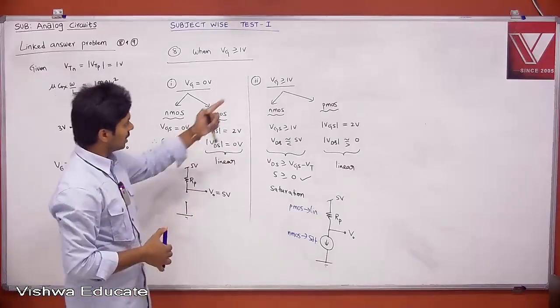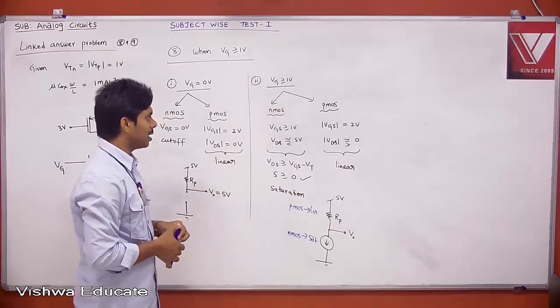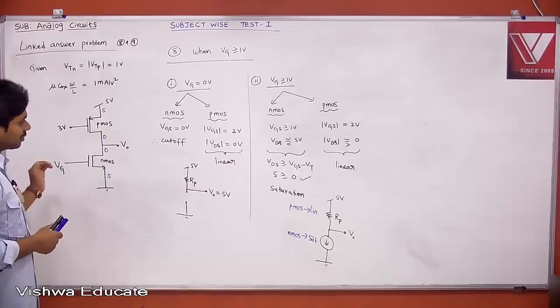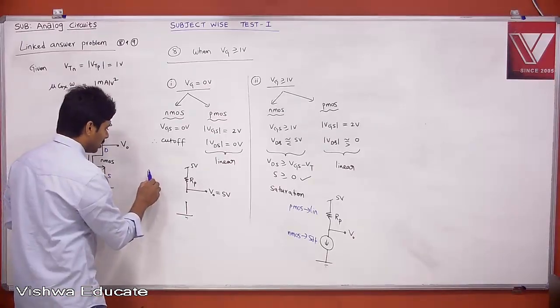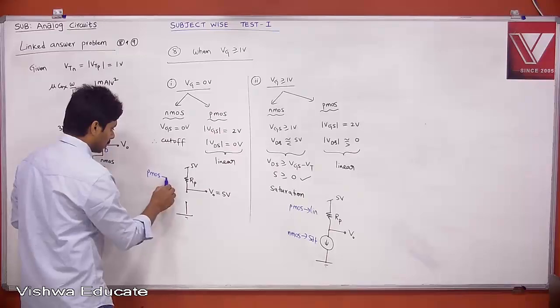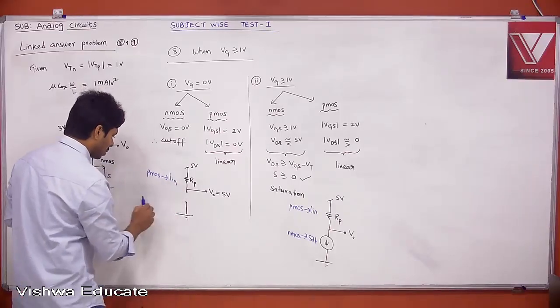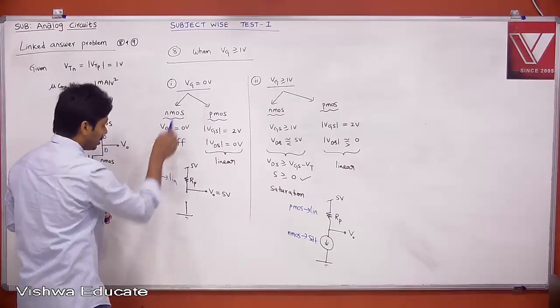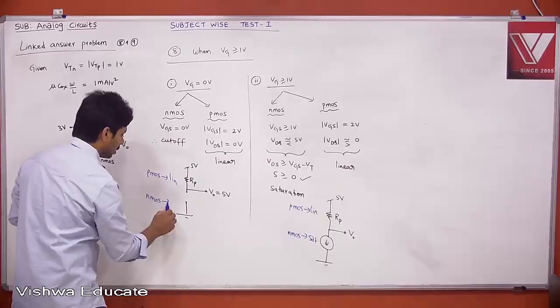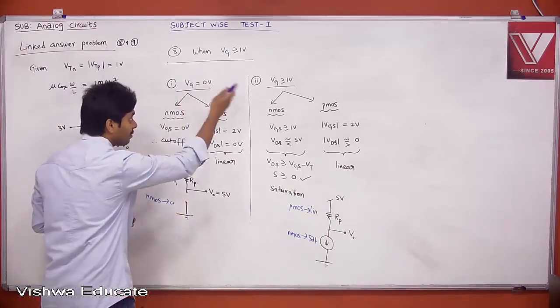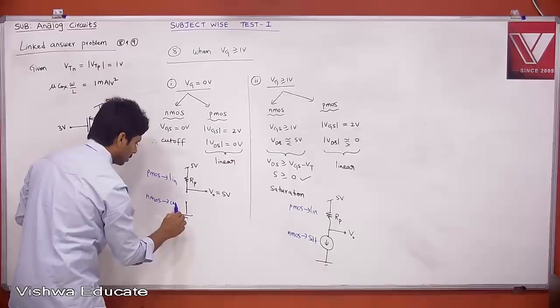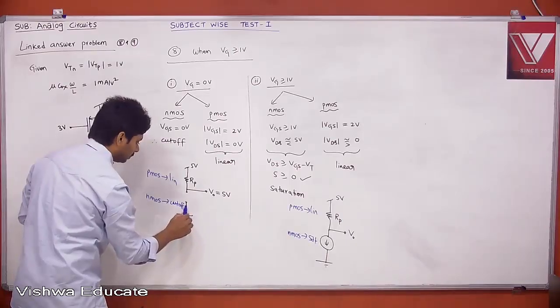If your VG is slightly greater than or equal to 1 volt, your NMOS goes from cutoff state to saturation state. Here, your PMOS is in linear and your NMOS is cut off when VG is 0. Strictly speaking, not only VG 0, VG less than 1 volt also. That is also true. This is cut off.